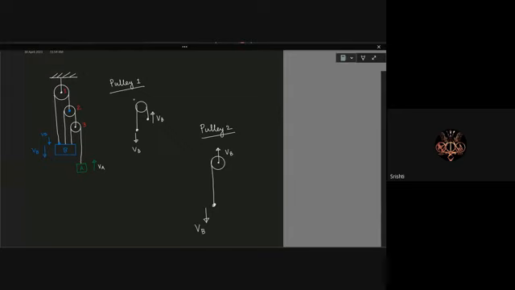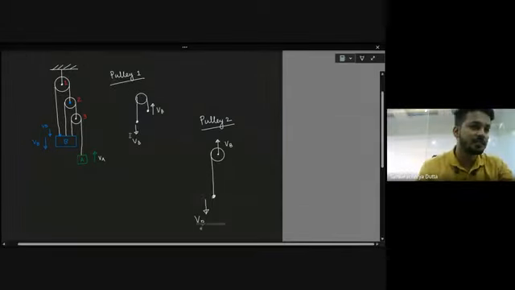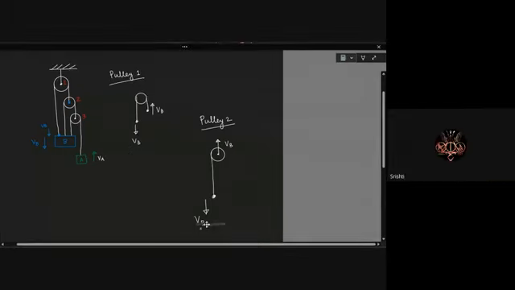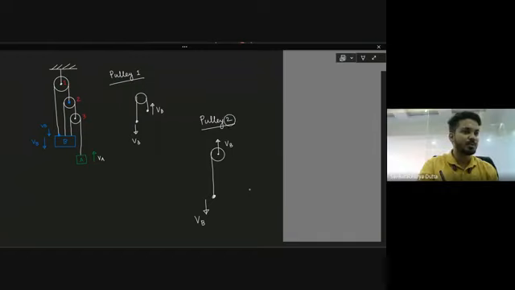So what pulley are you talking about? I didn't understand your doubt. Can you repeat? Which pulley are you talking about, sir? Which one is going down by VB? Pulley number 2's left end. I'm considering this pulley right here. Do you see this?